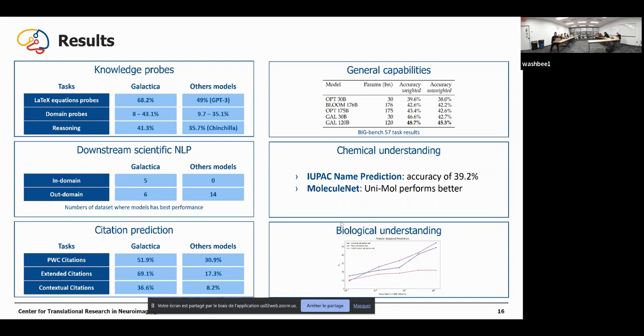The third evaluation was on citation prediction. For that, they used three main benchmarks. The first one is the PwC citation, where the citations come from Papers with Code, and there are mainly machine learning concepts. The second is the extended citation, which is any kind of non-machine learning citation, and the last one is a contextual citation, which uses outlink references between different papers. And on those different benchmarks, Galactica was always able to outperform other models by far, but they were able to see that there is always a bias for the most highly cited publications.